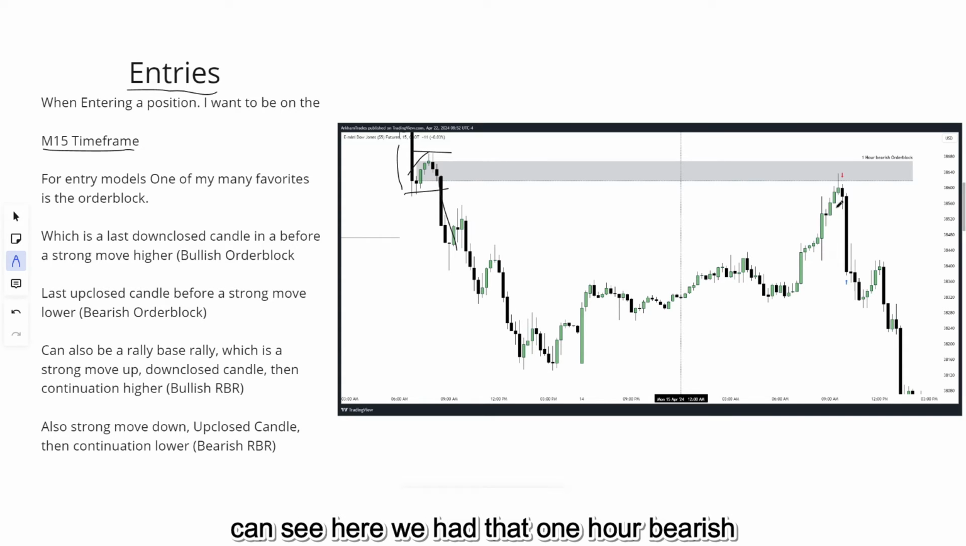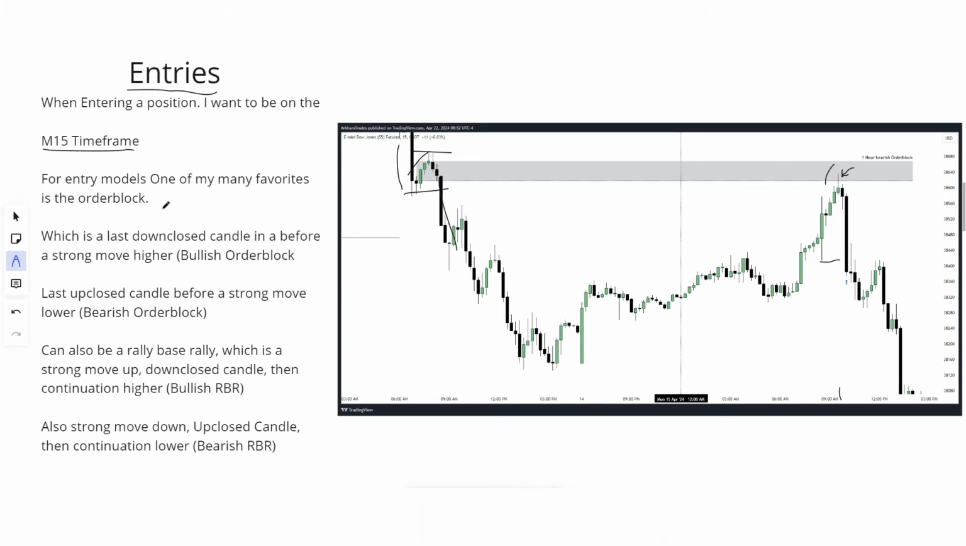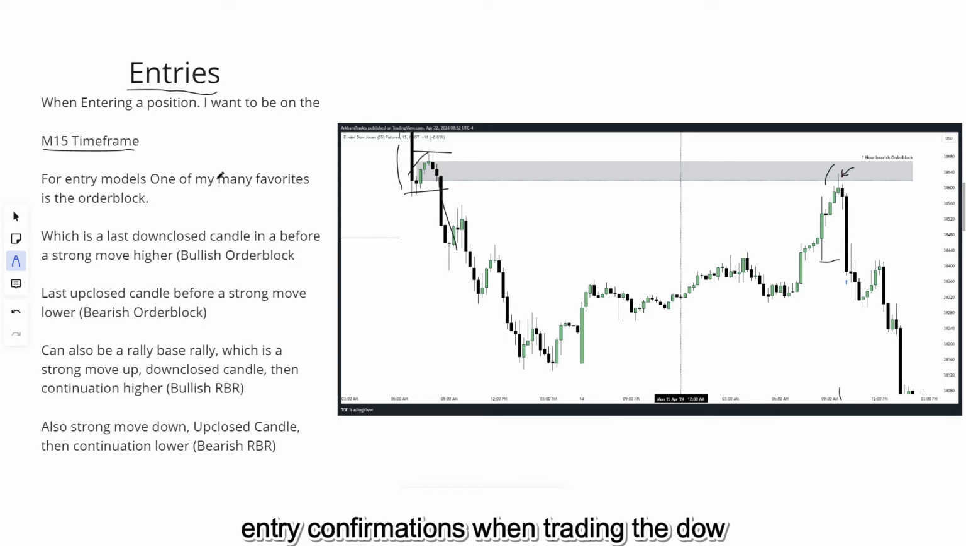And as we can see here, we had that 1 hour bearish order block. We reached up into it during that time frame between 9:30, which we usually start trading, and then we take our short after price then taps into that bearish H1 order block and take profit down below this low. This is the bearish order block, one of my favorite entry confirmations when trading the Dow Jones.